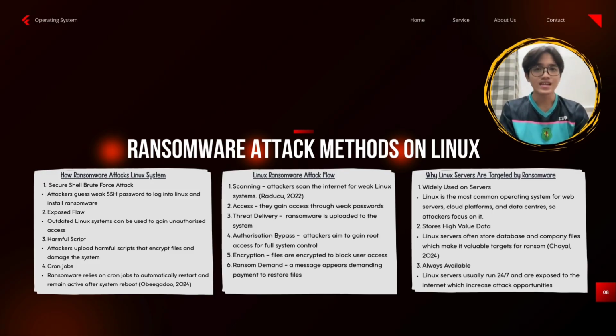And lastly, these servers are running all the time, since they are online 24/7 and exposed to the internet. Attackers have more chances to find and exploit the weaknesses.